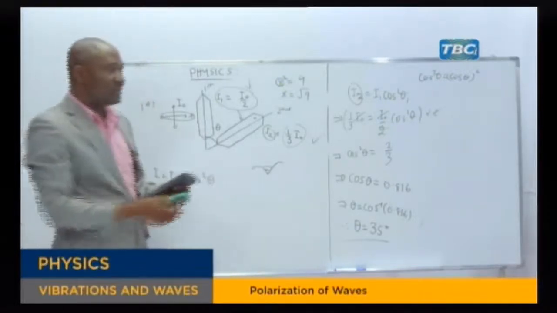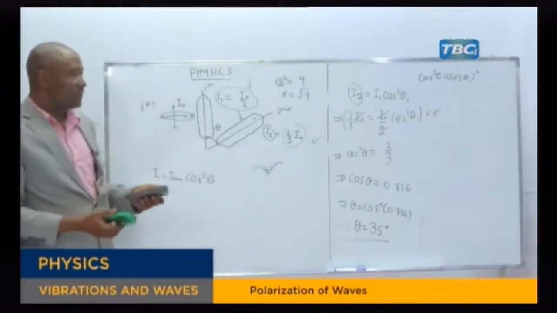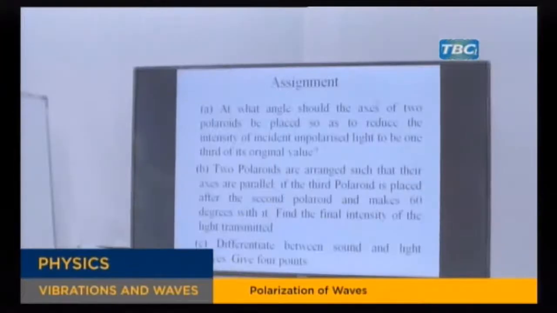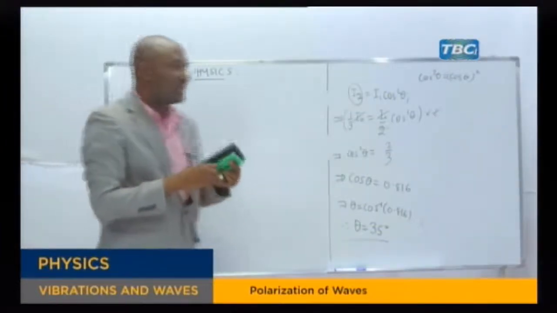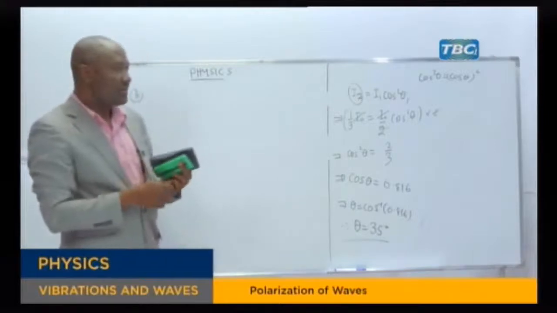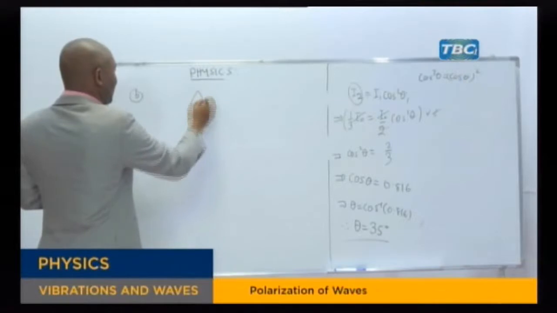Part B. We have another part B, a different assignment, and I can see now a different approach to the question that you may be given. Two Polaroids are arranged. How are they arranged? The two Polaroids are arranged such that the transmission axes are parallel. Okay, this way.